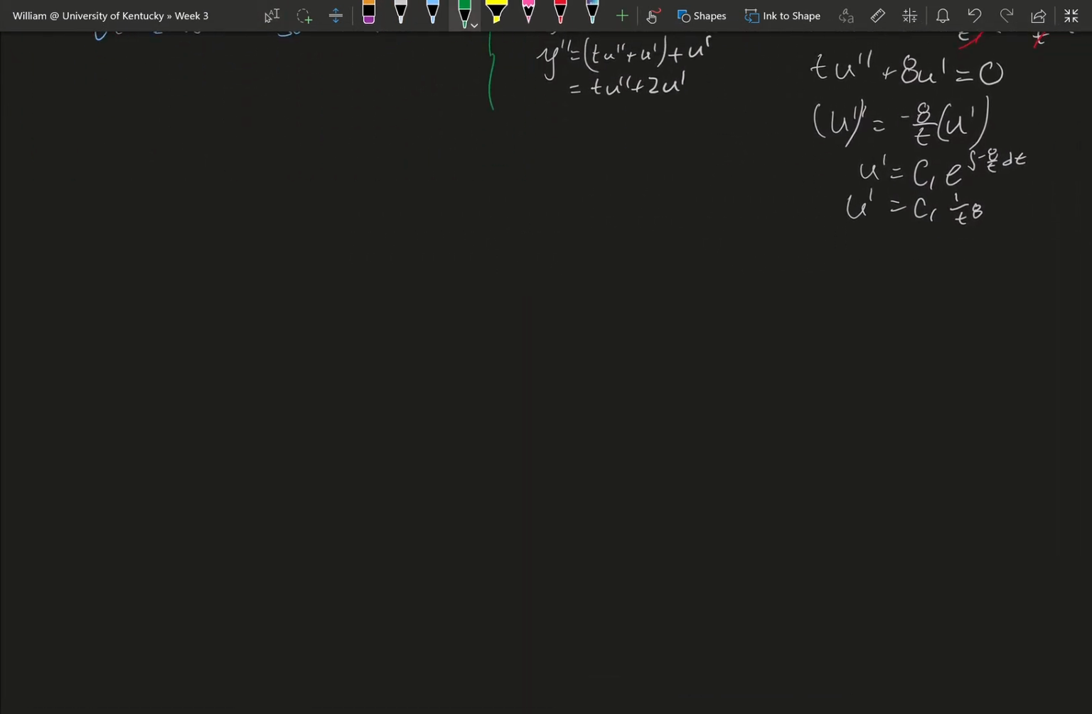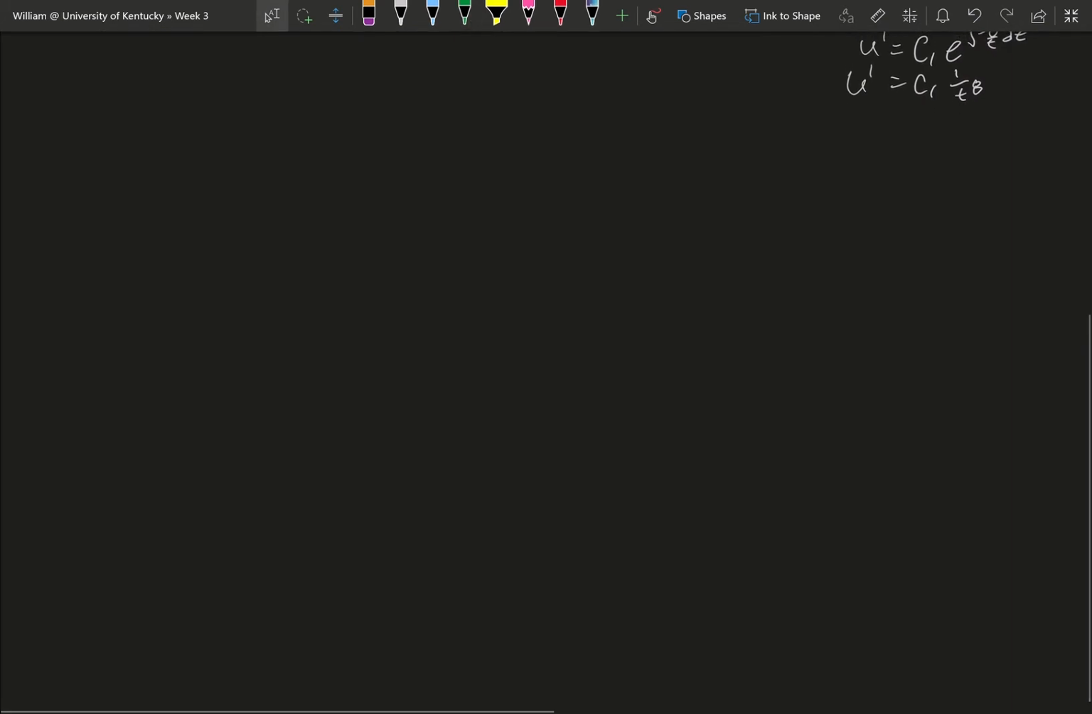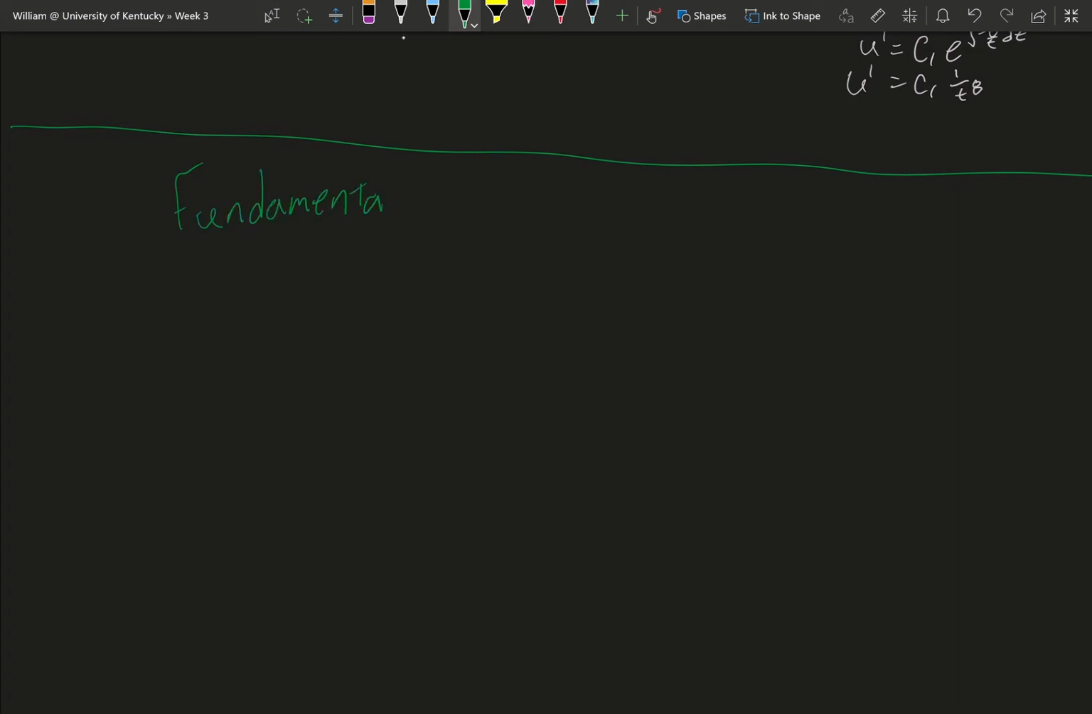So moving on, let's get into today's topic. So we're going to be talking about fundamental sets of solutions at the end, but before we get into sort of identifying them, we're going to have to do a review of some matrix algebra. So just to learn a little bit of matrix algebra.